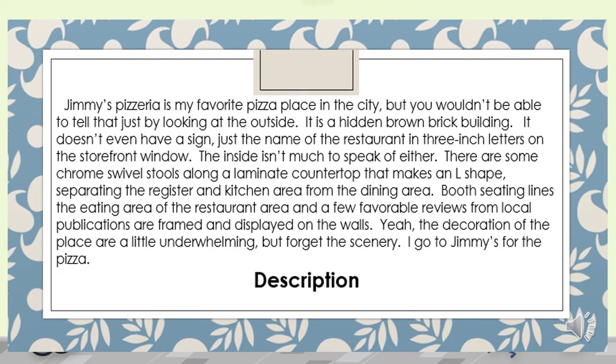Here's an example of a description text structure. Jimmy's Pizzeria is my favorite pizza place in the city, but you wouldn't be able to tell that just by looking at the outside. It is a hidden brown brick building. It doesn't even have a sign, just the name of the restaurant in 3-inch letters on the storefront window. The inside isn't much to speak of either. There are some chrome swivel stools along a laminate countertop that makes an L shape, separating the register and the kitchen area from the dining area. Booth seating lines the eating area of the restaurant, and a few favorable reviews from local publications are framed and displayed on the walls. Yeah, the decorations of the place are a little underwhelming, but forget the scenery. I go to Jimmy's for the pizza.